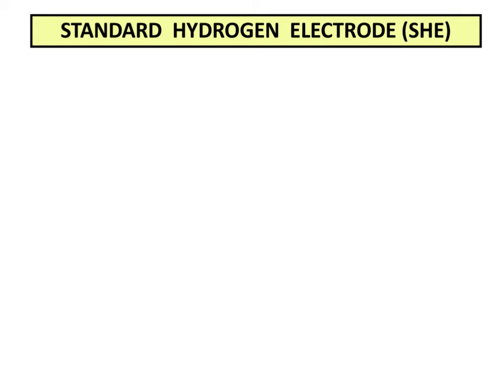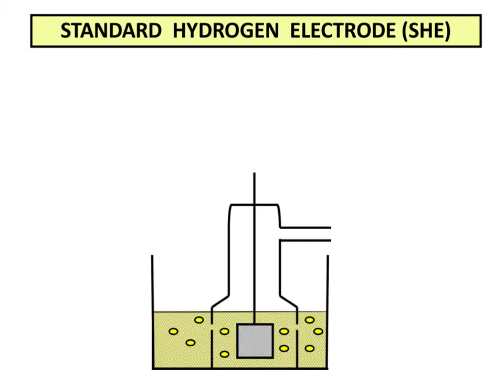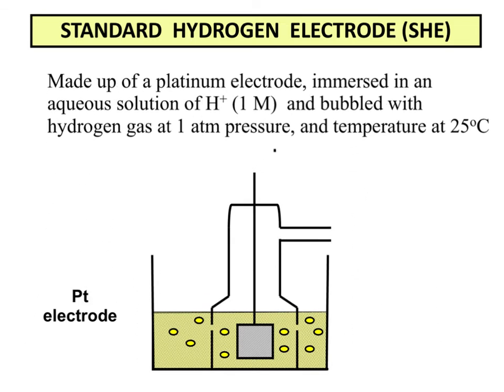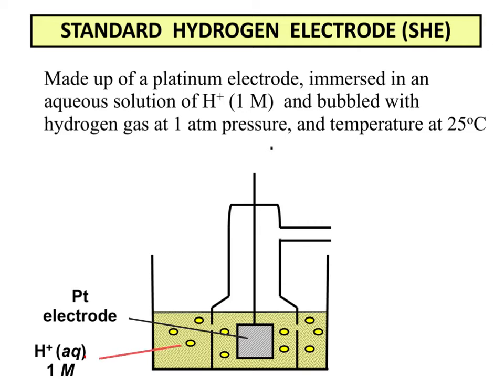Standard hydrogen electrode. What is the component of the standard hydrogen electrode? The standard hydrogen electrode is made up of a platinum electrode in an aqueous 1 molar acidic solution and bubbled with hydrogen gas at 1 atm and 25 degrees Celsius.